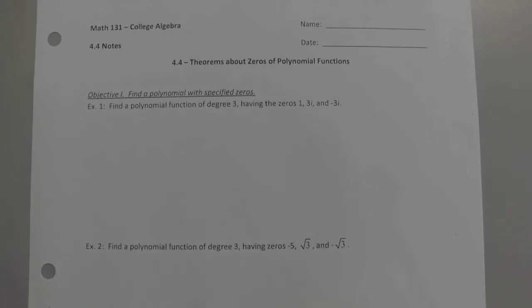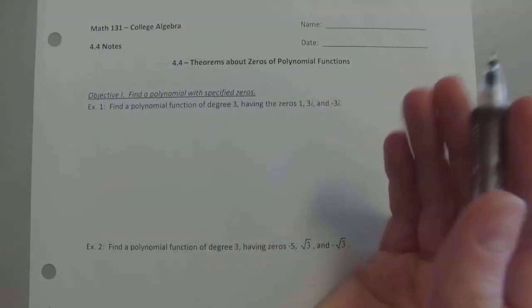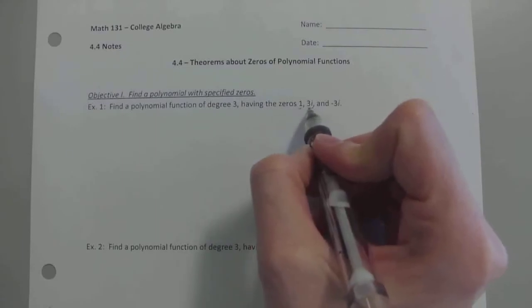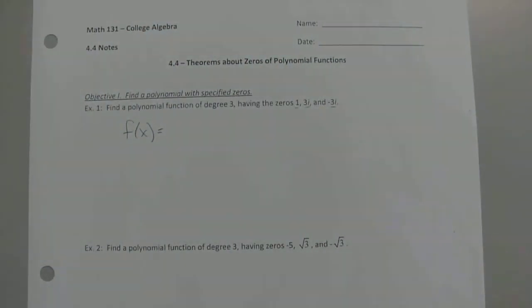It says find a polynomial function of degree 3. So by the time we're all said and done, we should have x to the third power somewhere in there, having the zeros of 1, 3i, and negative 3i. You can call your polynomial anything. I just call it f of x, but you can call it h of x, cat of x, I don't care. So we're just going to think backwards.